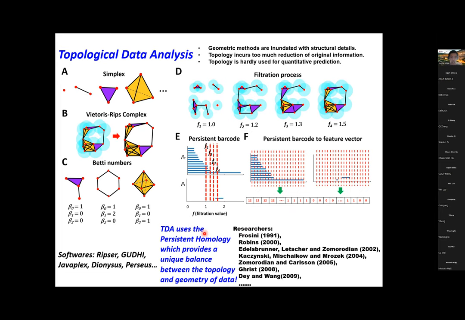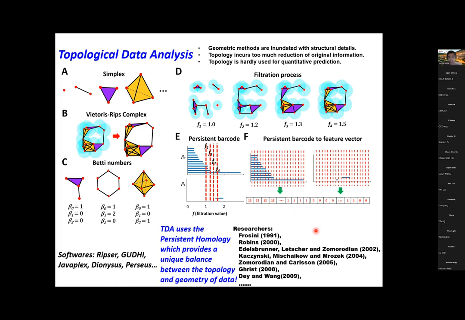Many people have been working in this TDA area, and many people have been using software that is readily available in MATLAB, R, Python, and this has been used in many applications now.